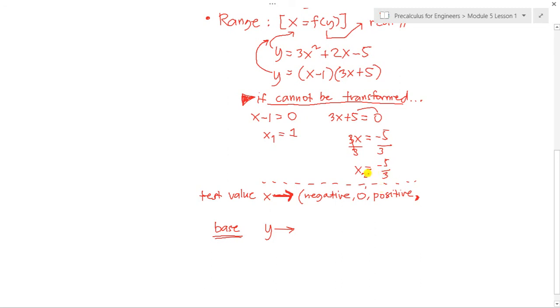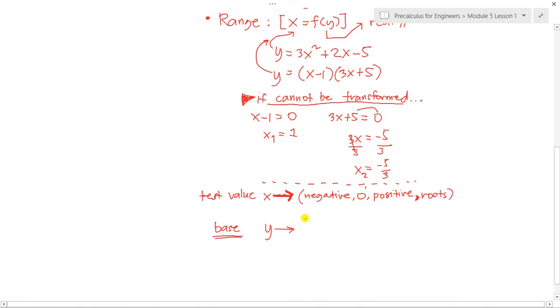So here we have negative, 0 and positive. And then in this case, class, if it cannot be transformed, we add another test value which is the roots. Nagets ra? Di ba kay nagkuha matag roots ari. So therefore unsay significant sa pagkuha sa roots? So atong gamiton as a test value.